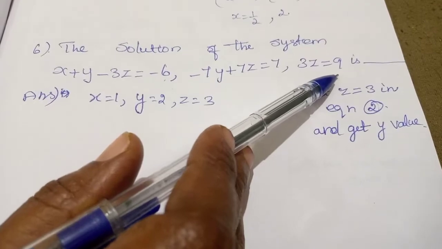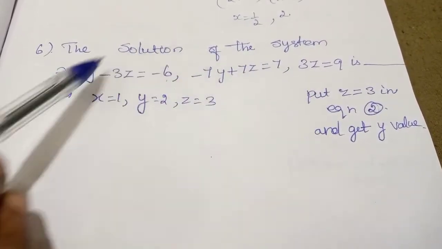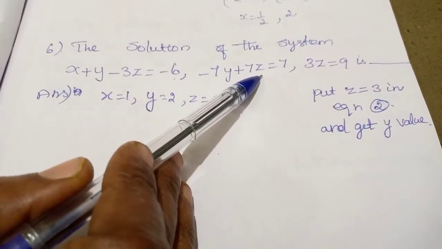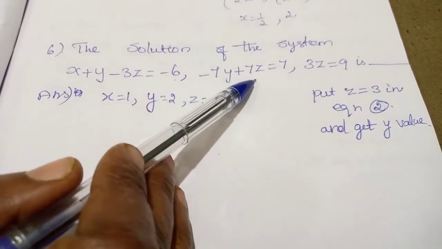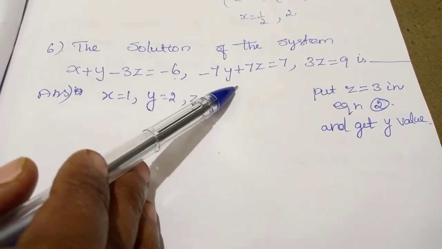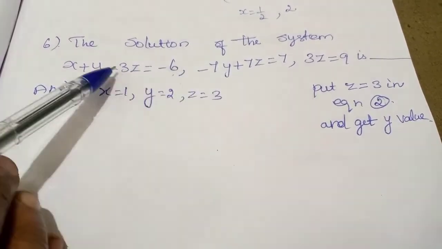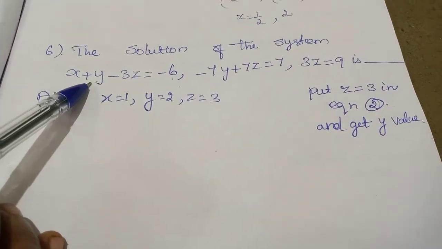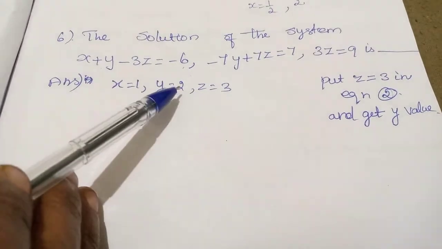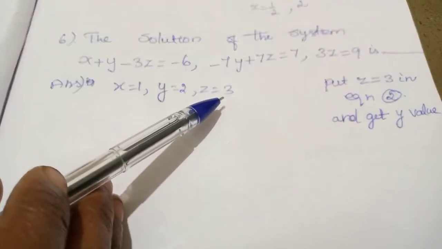Is it? Put z equal to 3 in any one equation. Better you can use the second equation. If you apply z equal to 3 in the second equation, directly you will get the y value. So the z value and y value are there. These two values you can apply in the first equation and get the x value. So what answer will you get now? x is equal to 1, y is equal to 2 and z is equal to 3. Okay.